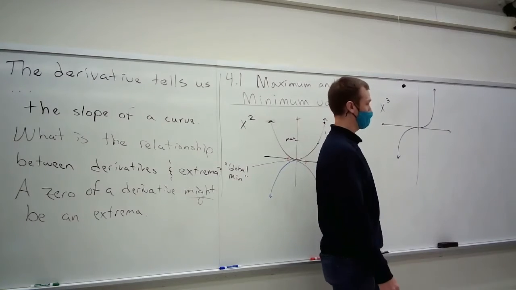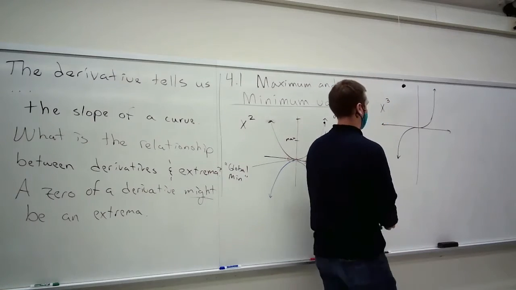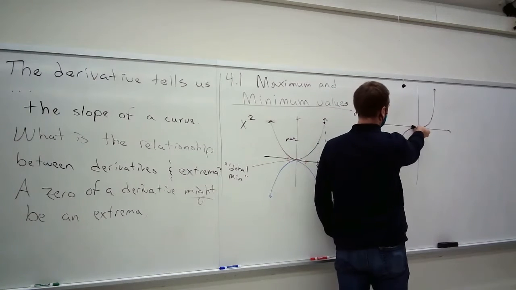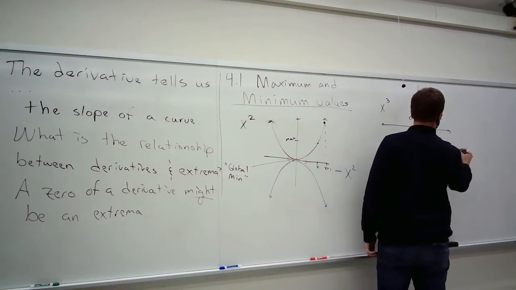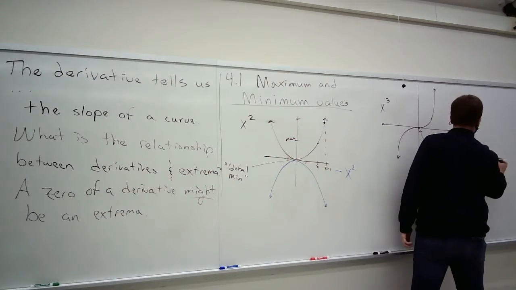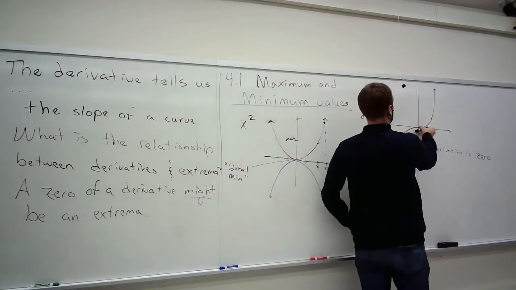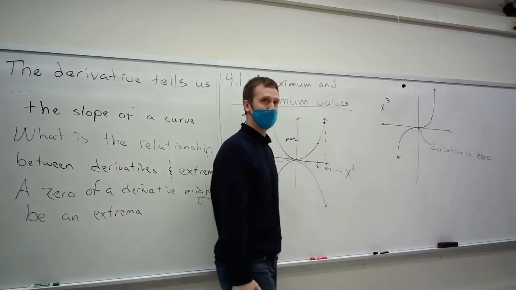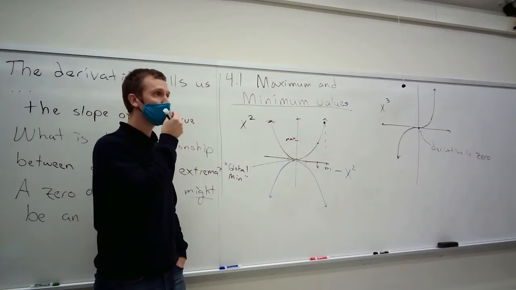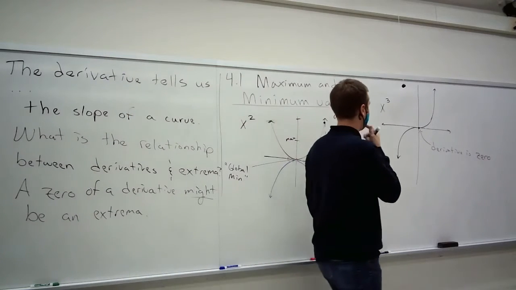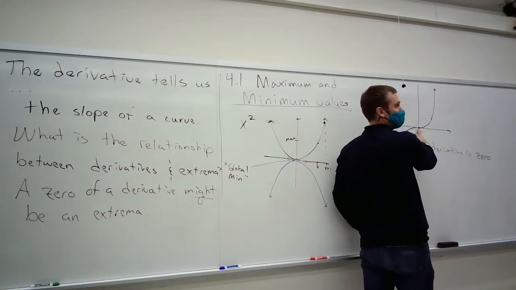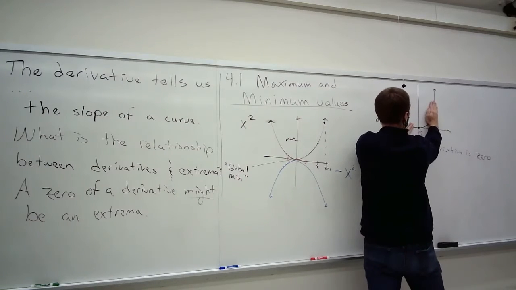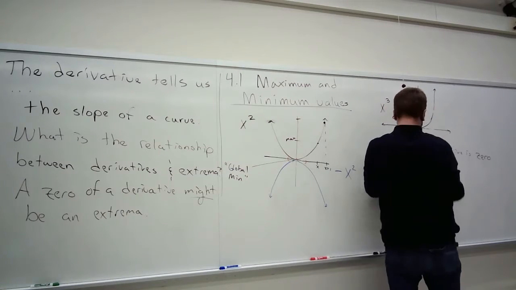Does it have any local max or min? Well, let's see where the derivative is 0. Positive, positive, positive, positive, 0. Positive, positive, positive. The derivative goes from being positive to being 0 to being positive. This might be an extreme value. We know it's not global because of this tail and that tail. Is it local? So we cover up everything else and we ask ourselves, nearby, is it the biggest thing around? Is it the smallest thing around? Nope. So it's neither.